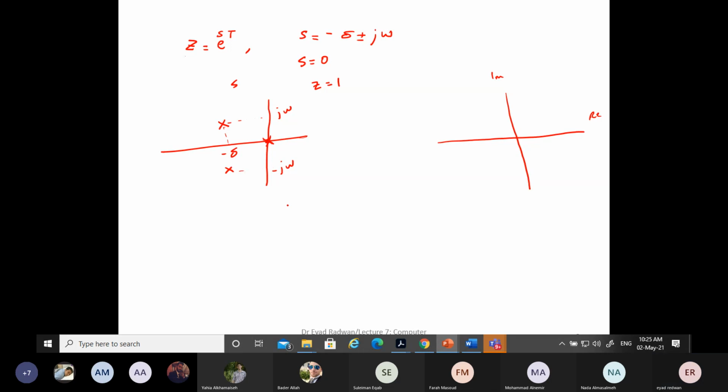صح؟ معي شباب؟ وين الواحد؟ هاي النقطة mapped into this point واحد، صح؟ صحيح. طيب هلا بدنا نطلع على شغلة مهمة. لو تحركت أنا البول هذا تحرك على الإيماجينري أكسس، الريل شو بقى؟ صفر، صح؟ صح.